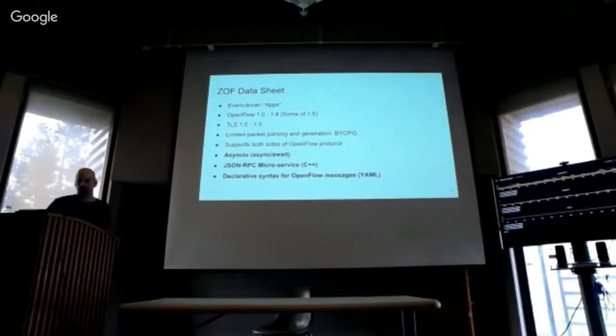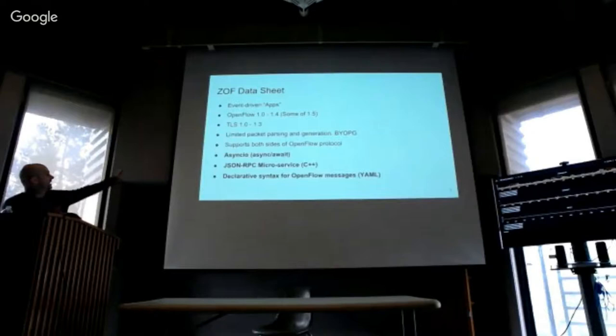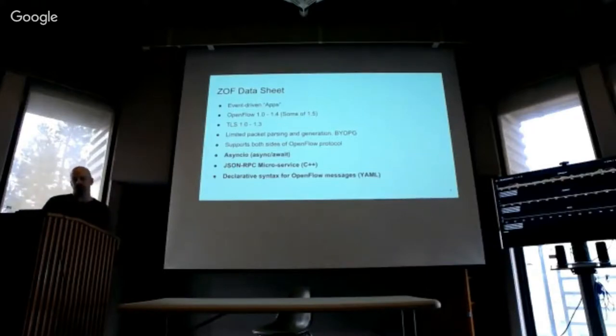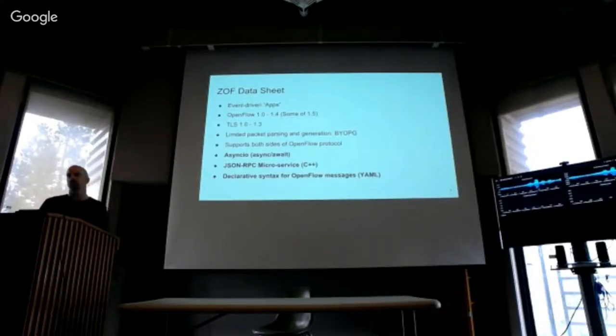All right, so this is sort of the data sheet. Now I buried the lead here. The bold items at the bottom are my key differentiators, but the rest is just stuff I think it should do. So it's a Python OpenFlow framework with apps. Apps have handlers that can respond to events and OpenFlow messages. The framework dispatches the received OpenFlow messages to handlers, which may send OpenFlow messages in return.